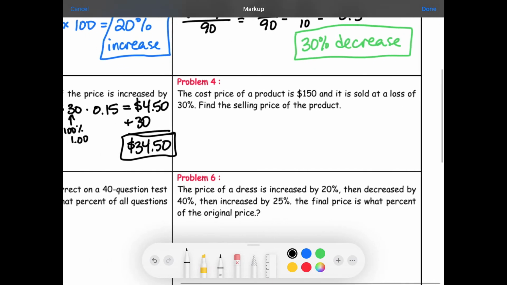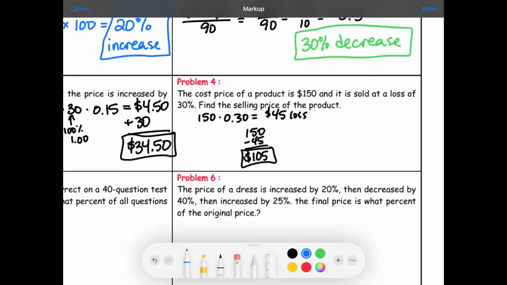The cost price of a product is $150. It is sold at a loss of 30%. Find the selling price of the product. So if we found 30% of 150, that would be $45. Now that's like the discount, that's their loss, so we would subtract it from the 150, which gives us $105.